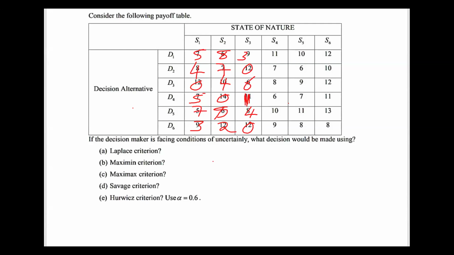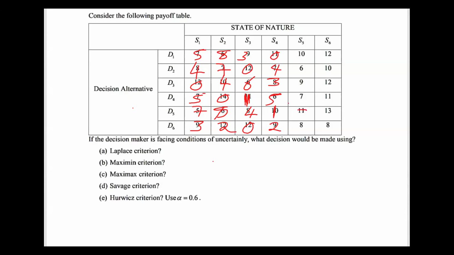Now, when we get to state of nature number 4, the highest score being 11, you shall say 11 minus 11 is 0. 11 minus 7 is what? 4. 11 minus 8 is 3. Minus 6 should be 5. Minus 10 should be 1. And minus 9 should be 2. State of nature number 5, the highest score being 11.